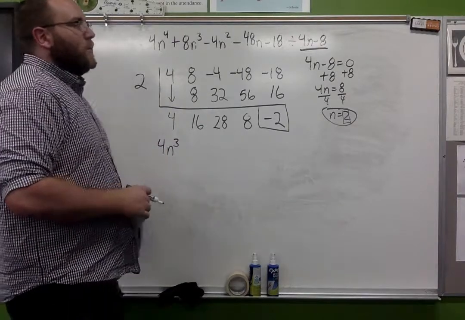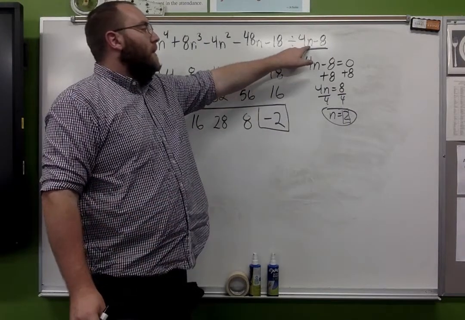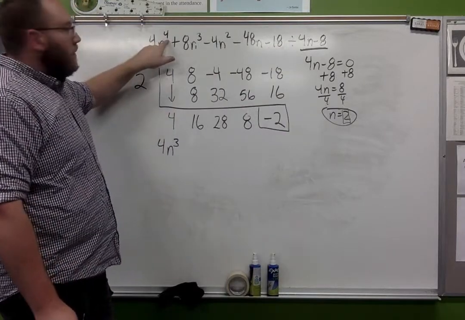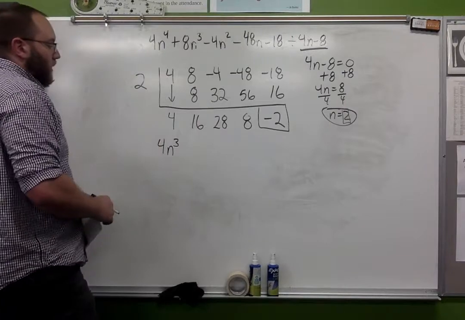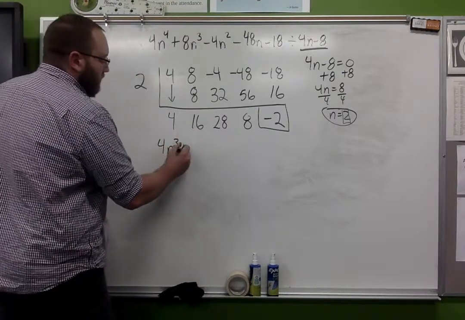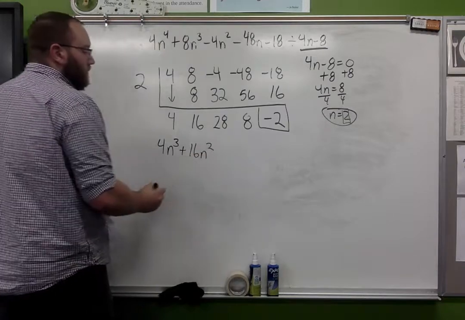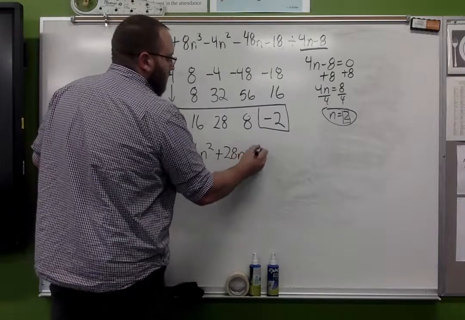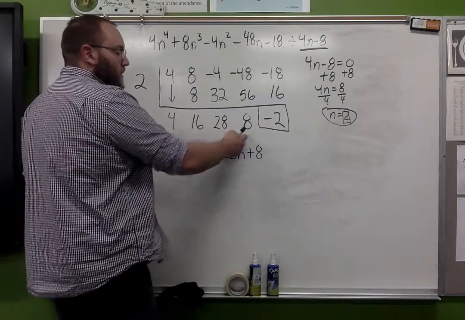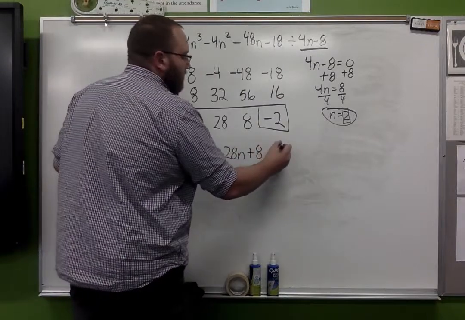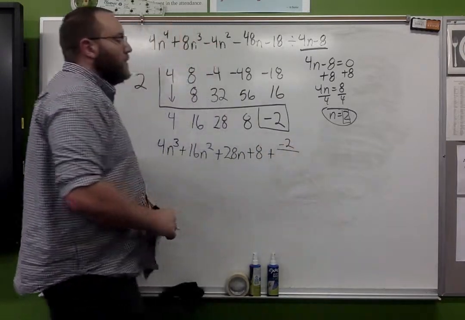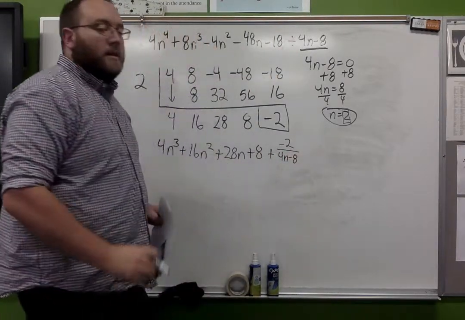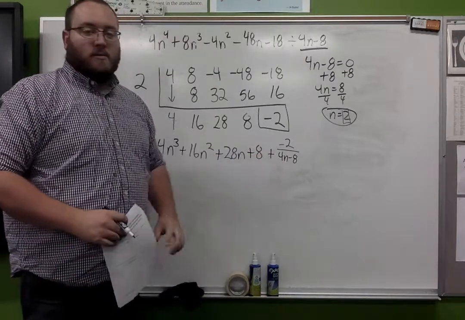Or, if you want to think about it this way, because we can only divide by a linear to the first power, our polynomial is always going to be 1 down from this. So 4 minus 1, 3. Okay. And then this one is just the next step down. 16n squared. Next step down, 28n. No variable, right? This is 0, exponent of 0. And then our remainder, plus -2 divided by, what did we divide by? 4n minus 8.